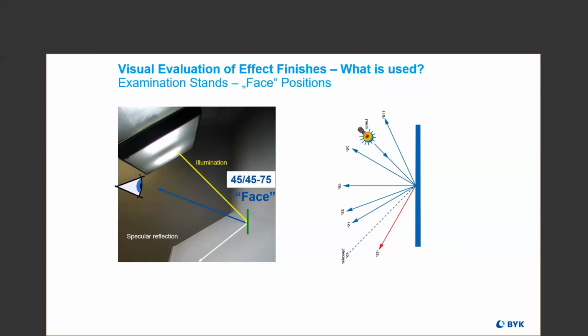The viewing angles, by the way, are measured off of the specular angle. That's the convention used when viewing effect finishes or when using a multi-angle spectrophotometer measurement. The viewing angles are designated as the angle off of the specular reflection.